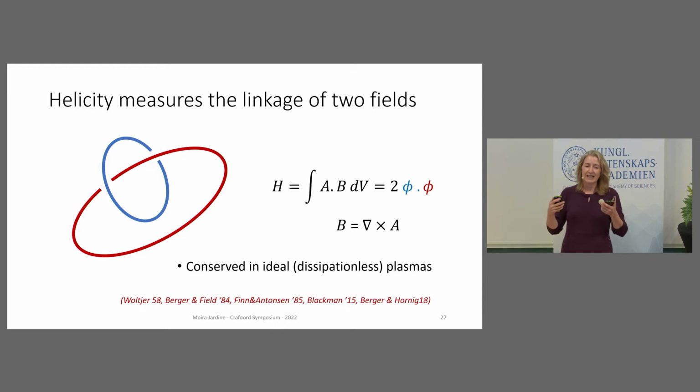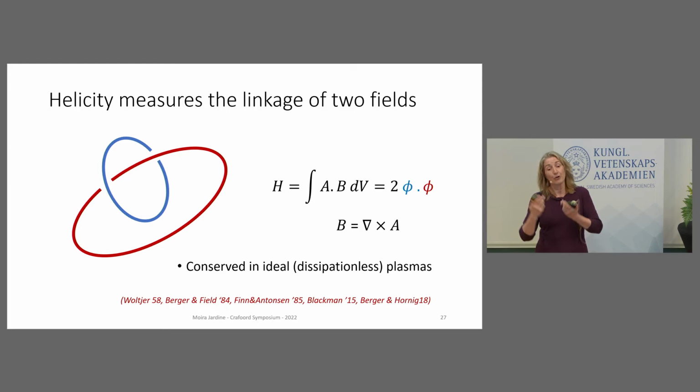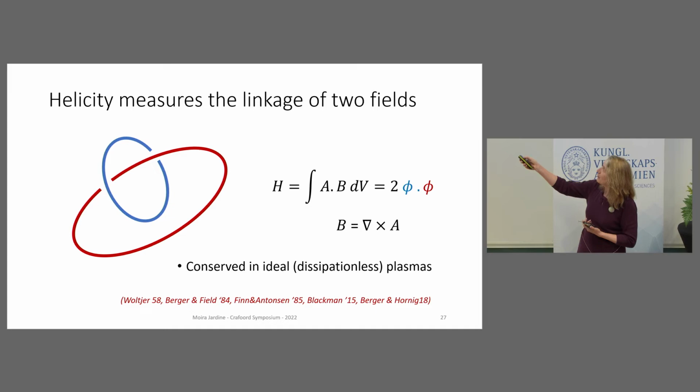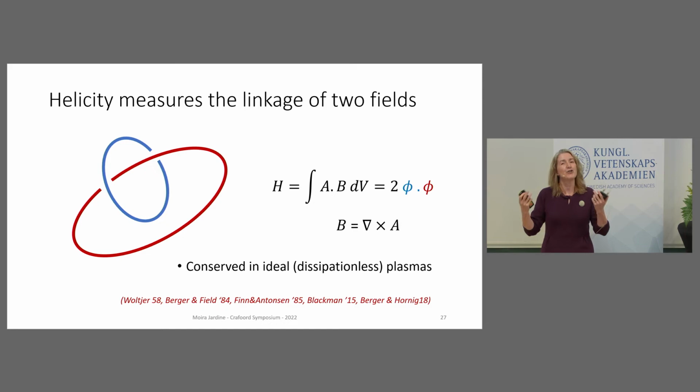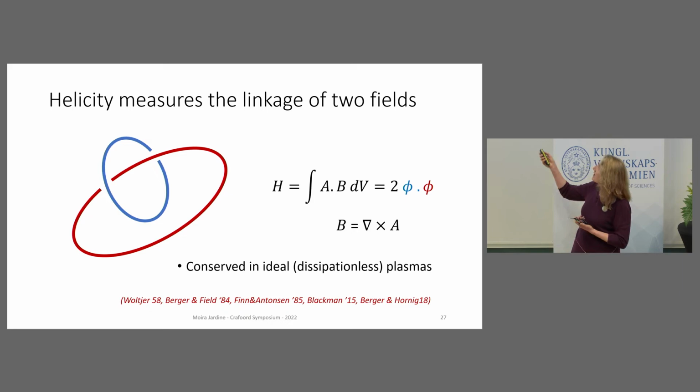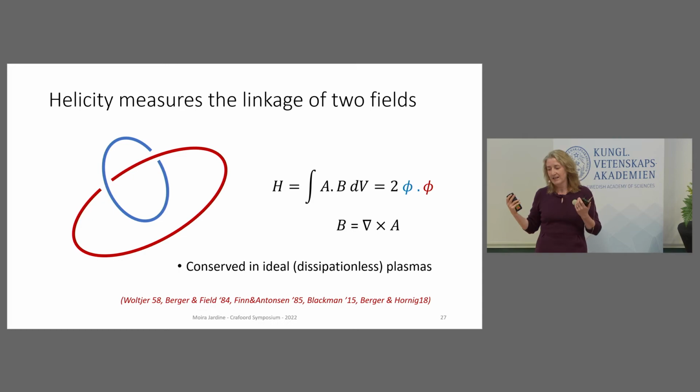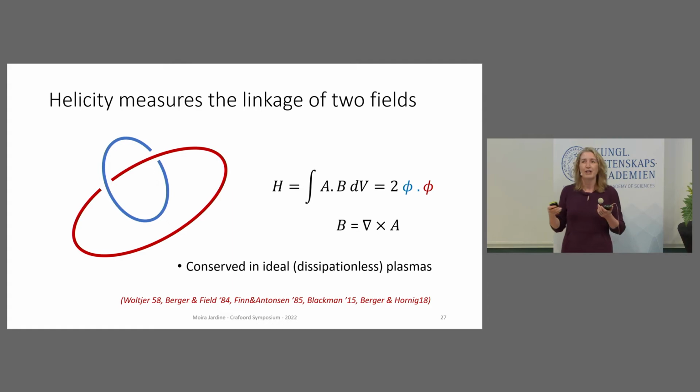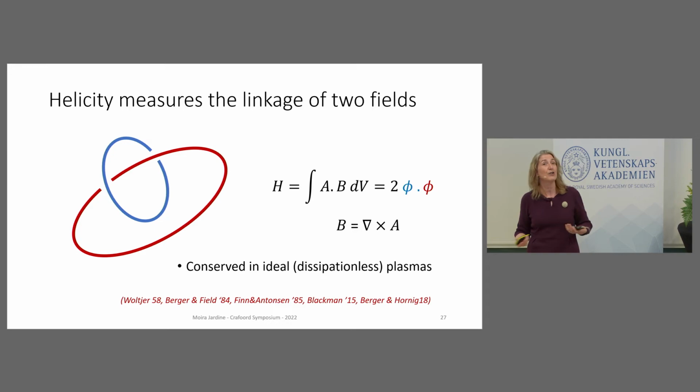So helicity is a measure of how linked magnetic fields are, or indeed any fields. And I've drawn a little simple cartoon of a blue field line and a red field line that are linked like this. So helicity is a measure of how much flux is linked within a field. So we've got its mathematical definition here. What's important about helicity is that it's a conserved quantity. It's like mass or electric charge. It's conserved. So it's one of the things that you would track if you're modeling the generation of a magnetic field. Have I conserved helicity?